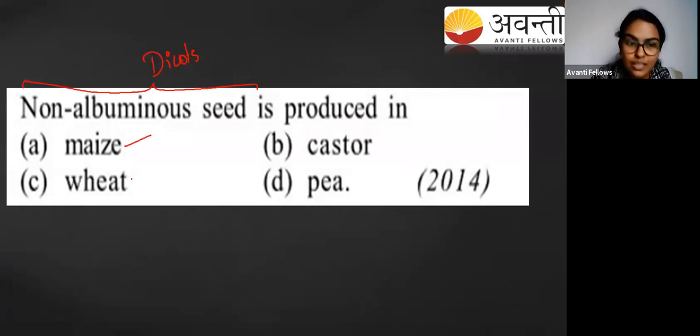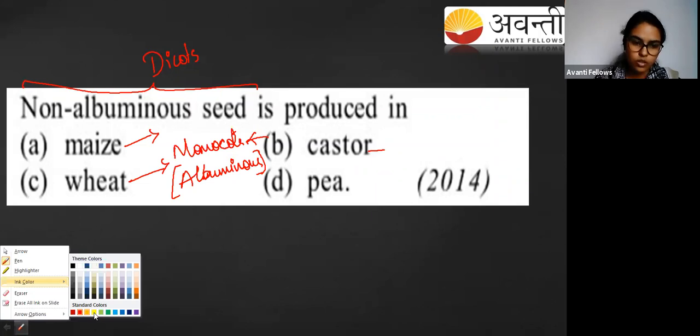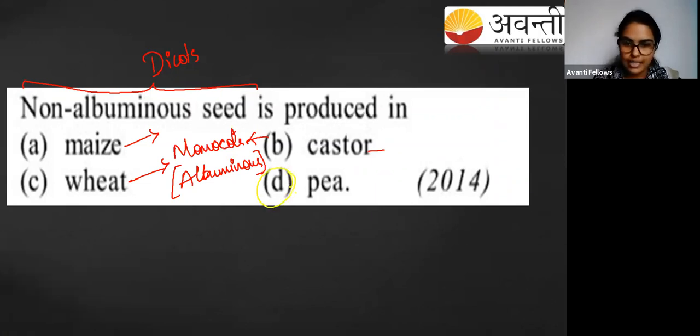So maize, wheat, and castor, where are these seen? These are usually seen in monocots. So these monocots are actually albuminous. These have endosperm, which means these are albuminous. So P, pea, is the answer for this question. Okay, D, P. Right? All the other options are wrong.